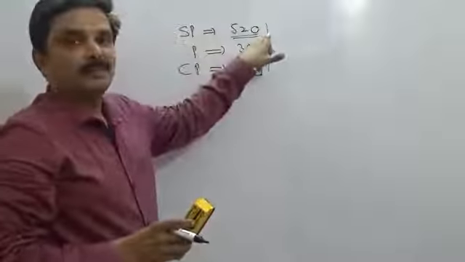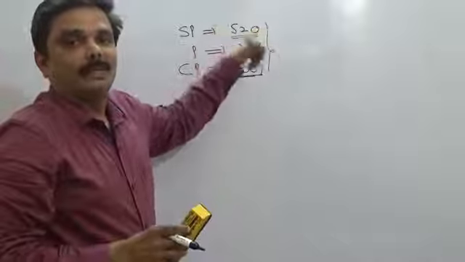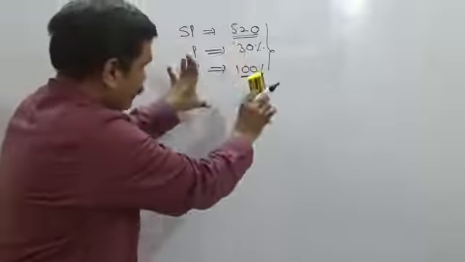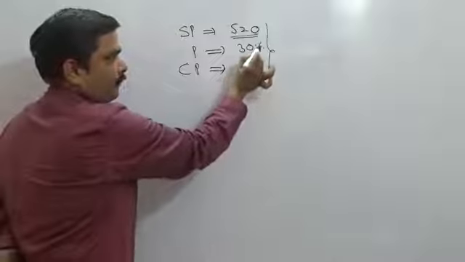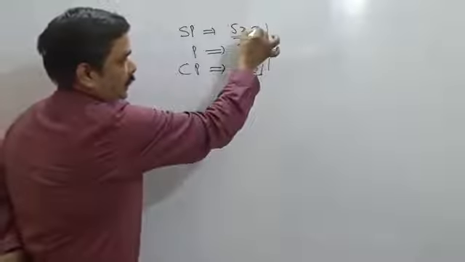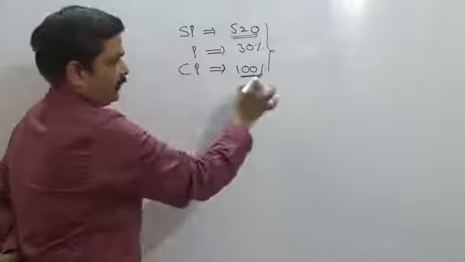What is the selling price? That means you need to calculate in this way. Now, for this case, I am going to do it this way. Cost price is 100%, profit is 30%. Now, selling price is 520. The unitary method is like this.